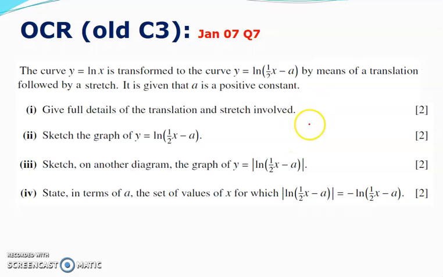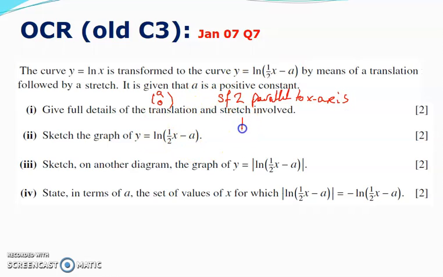So here's another question. We're not going to do many. We're going to then leave you to it. So we've got y equals log x is transformed to y equals this. Give full details of the translation and stretch involved. Well, the translation, which is going to come first, is by a, 0. And the stretch is going to be a scale factor of 2, obviously parallel to the x-axis, because it's in the brackets.